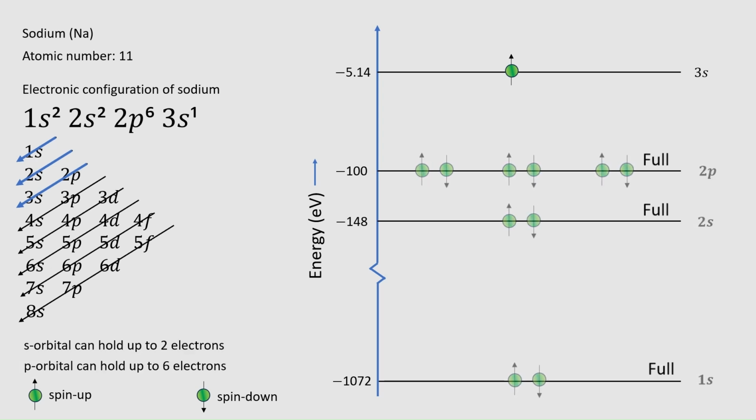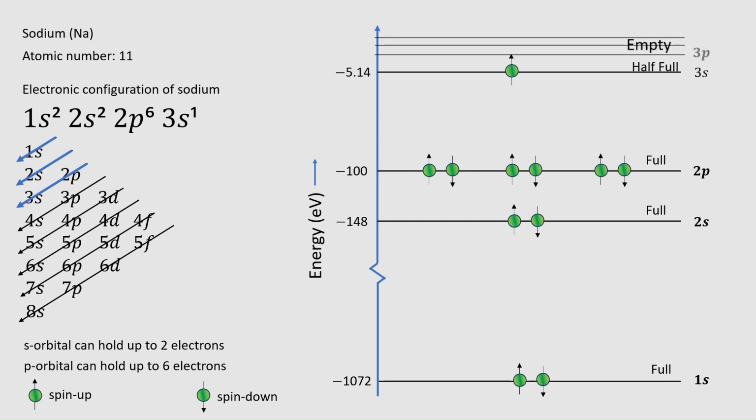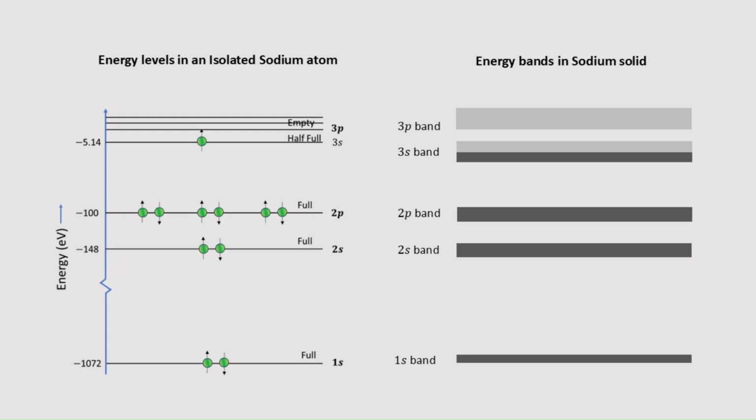Therefore, 1s, 2s and 2p orbitals are completely filled, whereas 3s is half filled. 3p and other higher energy orbitals are completely empty. These energy levels split into bands in a sodium solid. 1s, 2s and 2p bands are full. 3s band is half filled and 3p band is empty.